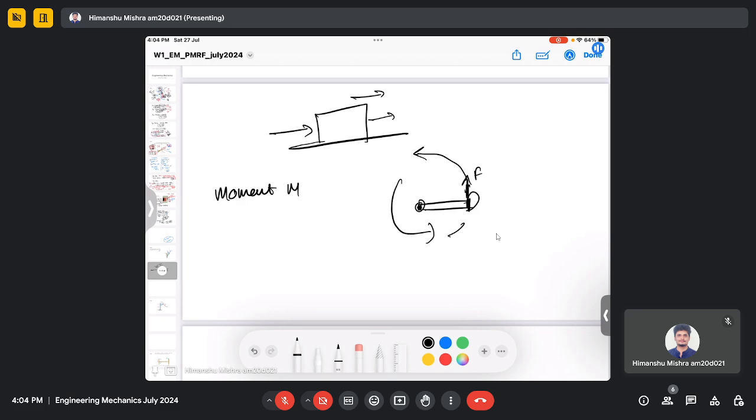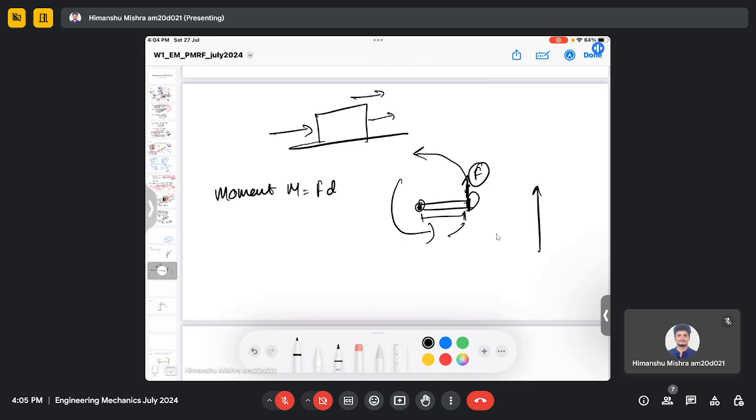So moment is a rotational tendency of the body, which is due to the forces and the distance between the forces and the point where the body is rotating, or the line along which the body rotates. So in order to quantify it, the moment is defined as force multiplied by perpendicular distance. So one of the important concepts of moment here is you need two ingredients. The first is force and the second is perpendicular distance.